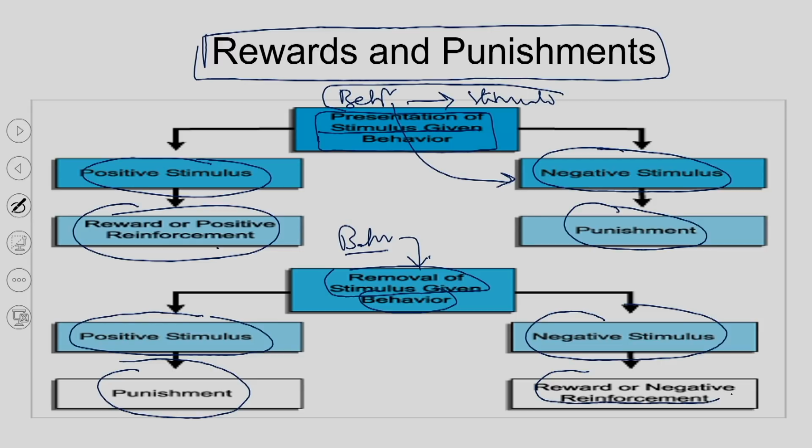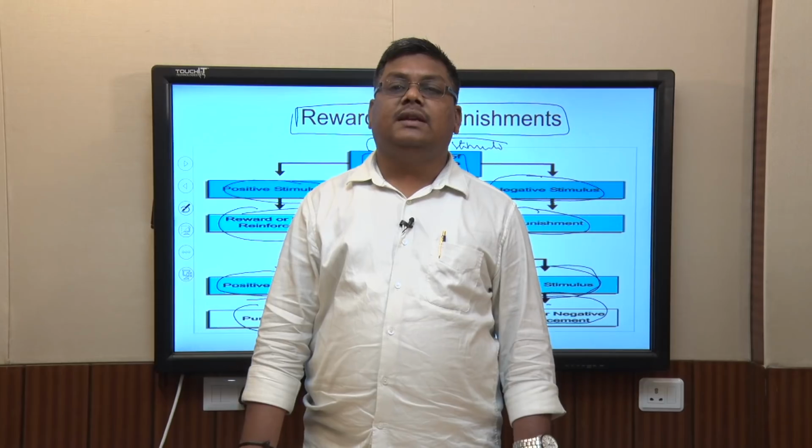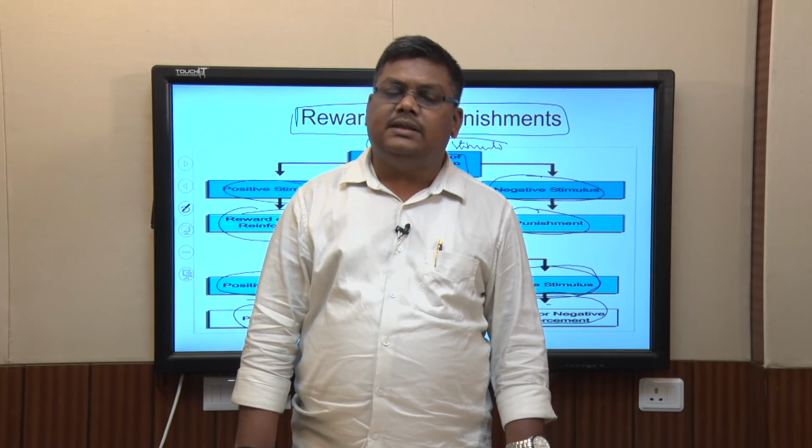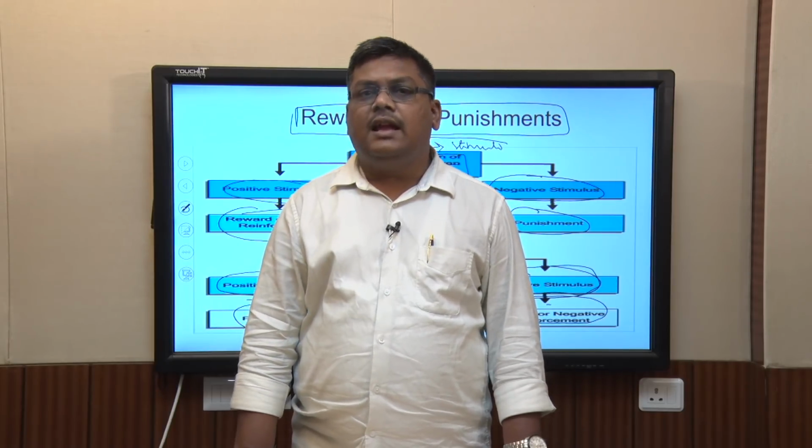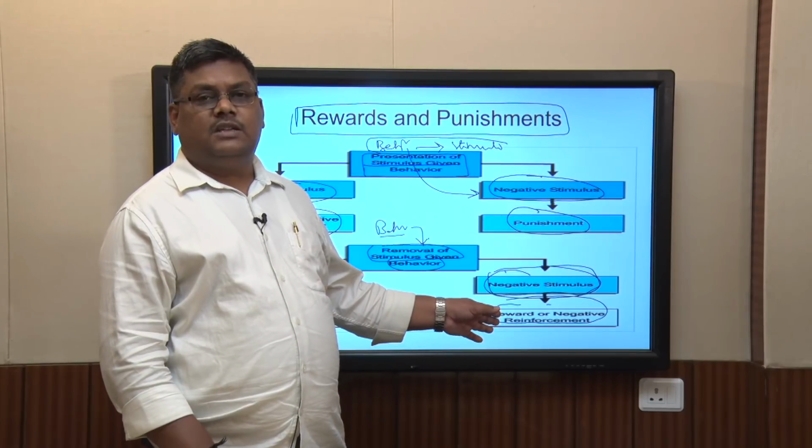In this case you do a particular behavior, and because of that behavior something negative, something that you do not want, is taken from you. For example, you do exercises, and because of doing exercises something that you do not want is taken away from you, your weight. So you do not want the weight and it gets lost, and that is called positive punishment, right.